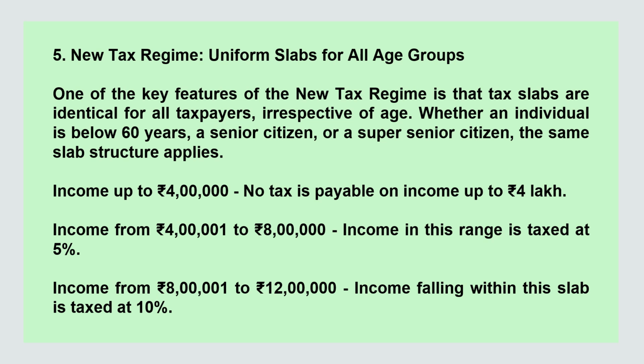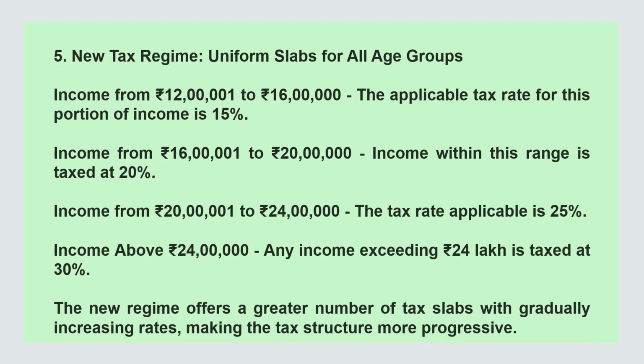Income from rupees 4 lakh 1 to rupees 8 lakh: income in this range is taxed at 5%. Income from rupees 8 lakh 1 to rupees 12 lakh: income falling within this slab is taxed at 10%.